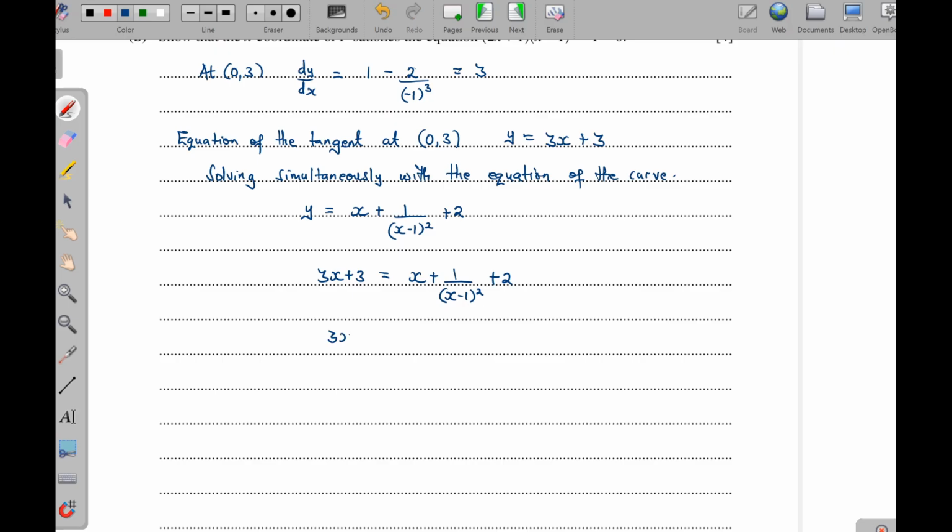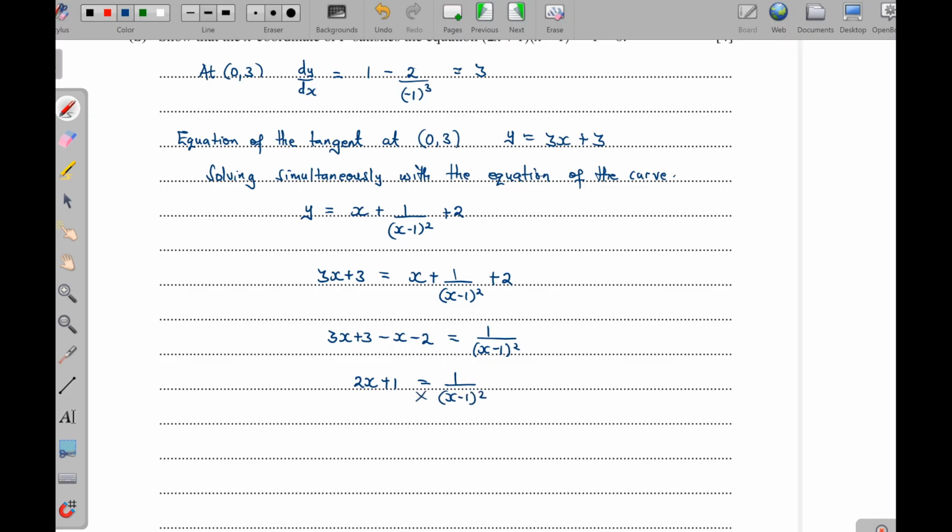So we shall have 3x plus 3, then minus x minus 2. This one will give us 1 over x minus 1 squared. And this one will give us 3x minus x, that is 2x. Then 3 minus 2, that will be positive 1, not so. Then is equal to x minus 1 squared.